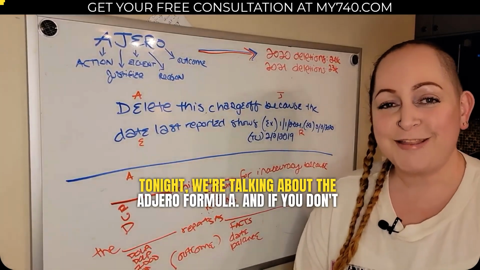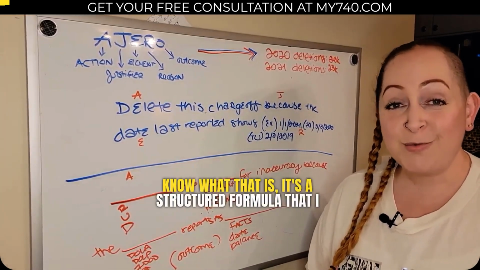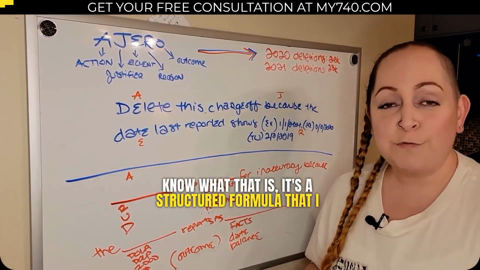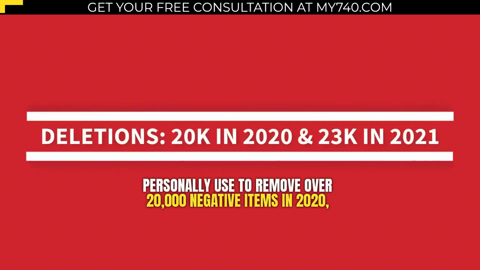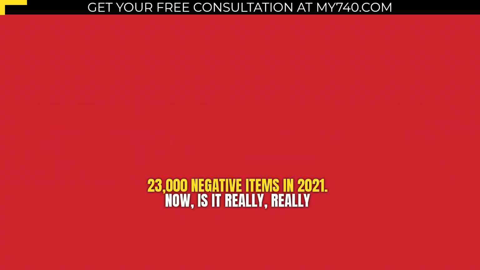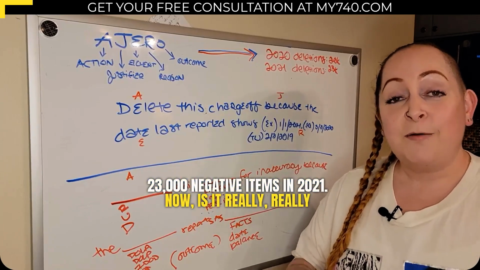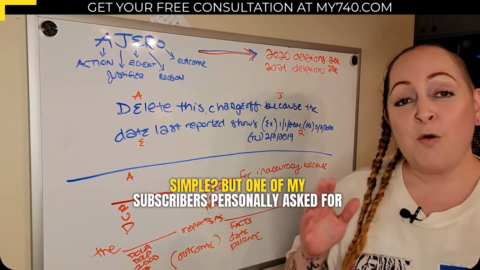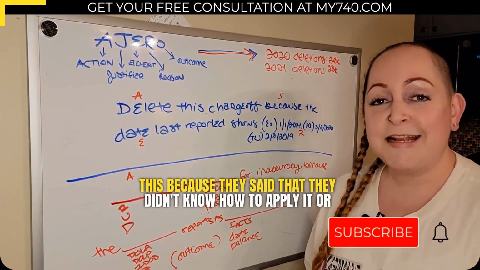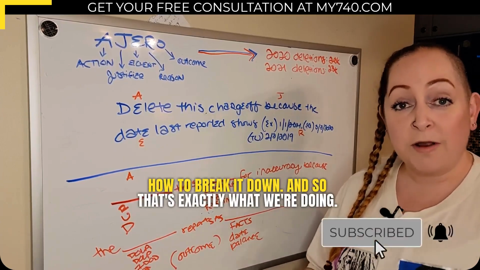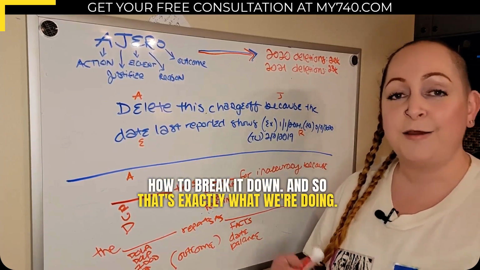Tonight, we're talking about the AJERO formula, and if you don't know what that is, it's a structured formula that I personally use to remove over 20,000 negative items in 2020 and 23,000 negative items in 2021. Now, it's really, really simple, but one of my subscribers personally asked for this because they said that they didn't know how to apply it or how to break it down. And so that's exactly what we're doing.